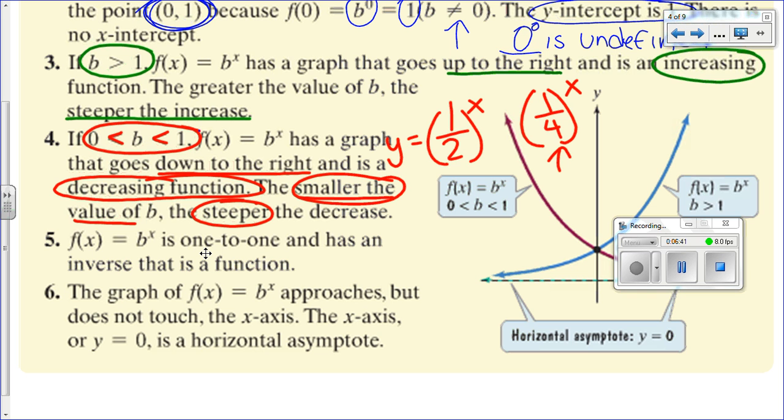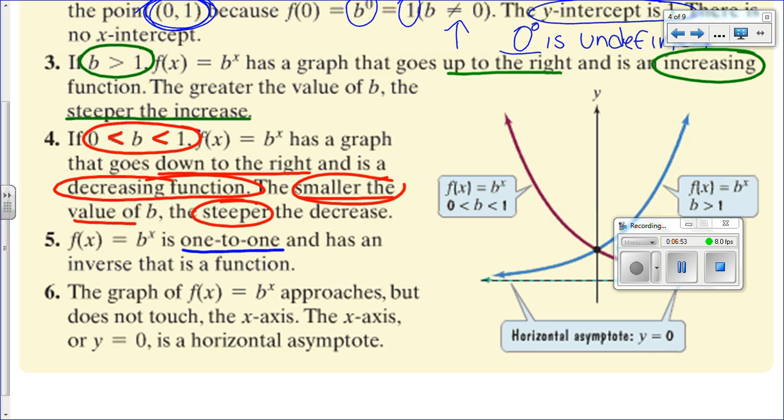Now, number 5 says f of x is equal to b to the power x. It's actually a one-to-one function. You guys remember what that means? One-to-one function. It passes the horizontal line test. So what does that mean in terms of the x and the y values? If it passes the horizontal line test, that means that x only has one y.